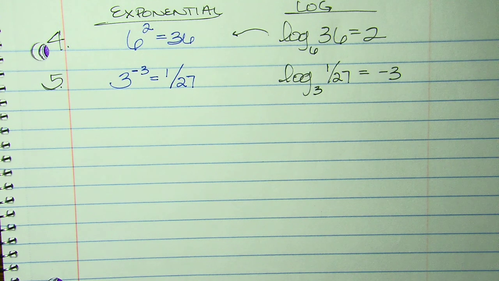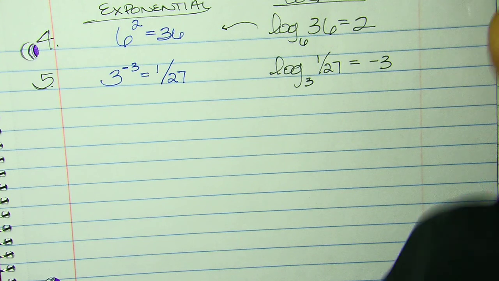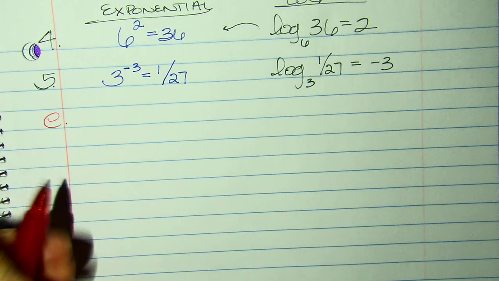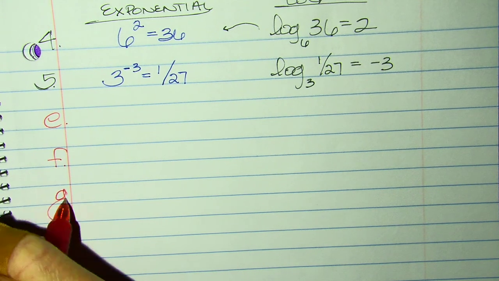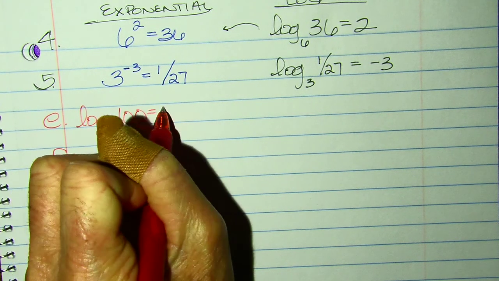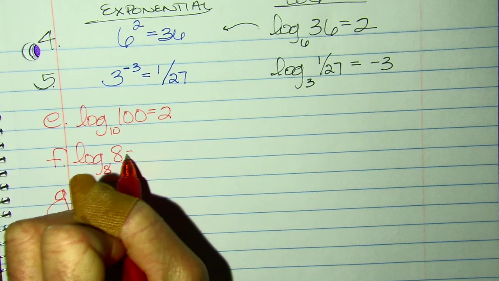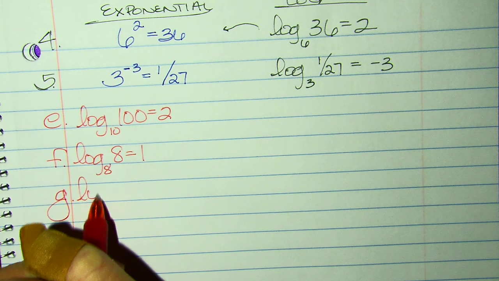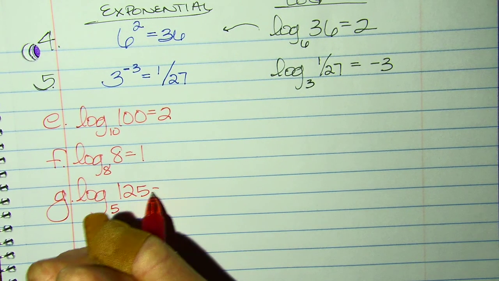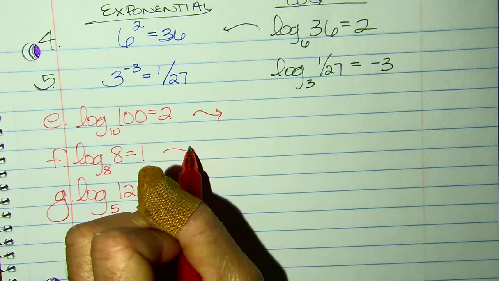We are now going to do E, F, G. So part E gives us log base 10 of 100 equals 2. F gives us log base 8 of 8 equals 1. And G is log base 5 of 125 equals X. So we're going to rewrite each one. E, and you can pause and then check your work.